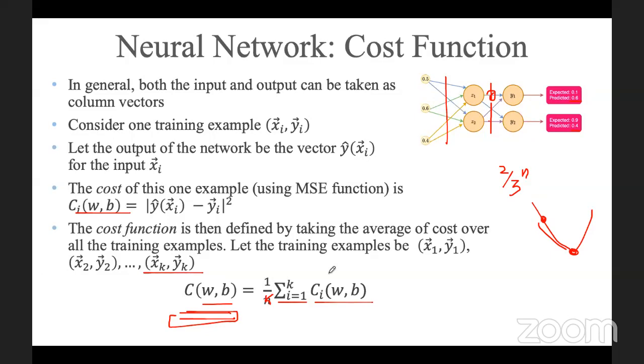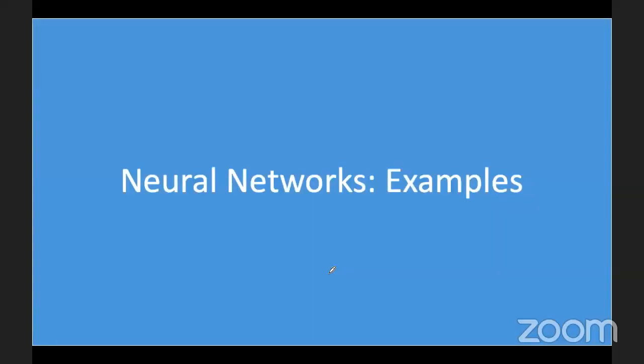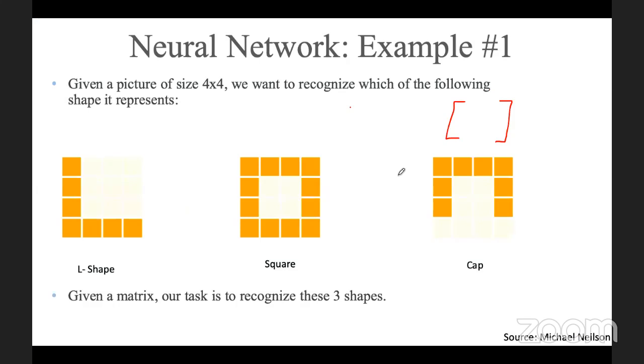All right, so I hope no more questions, right? So let's proceed and look into a few examples. This is just a binary matrix. So I have a 4x4 matrix. Let's say I put 1, 1, 1, 1, and some zeros. I convert that into a picture like here. If there is a 1, then I make it a dark orange color, otherwise very light. I don't know if it's visible at all, but of course there's something here. So this is a 4x4 picture, and let's say there are 3 shapes: an L shape, a square, and a cap. And we want to recognize which of these shapes it represents.